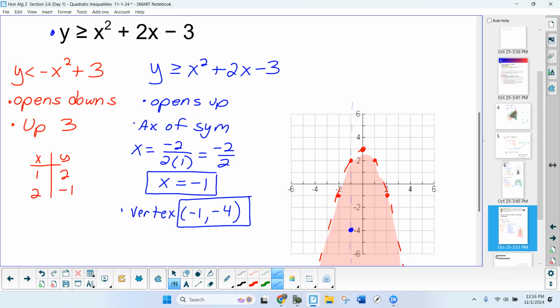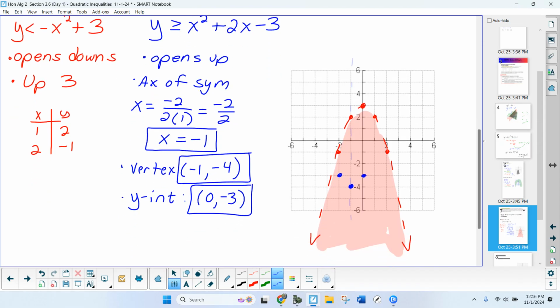We know this is opening up. What's your y-intercept? Y-intercept is what? It's always C. It's at -3. So I'm going to reflect that point. I need one more point. What value are you guys going to use? I'd use 1.